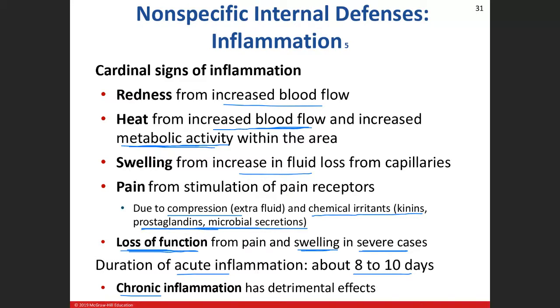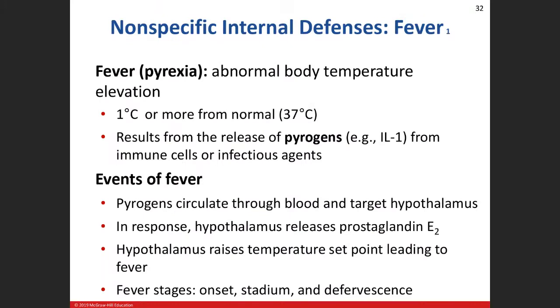Yep. All right, I want to jump into fever real quick. Sorry, we have a few more minutes. Fever, okay? I like fever. Yes, I do. I like fever. How about you? We should all like a proper fever.